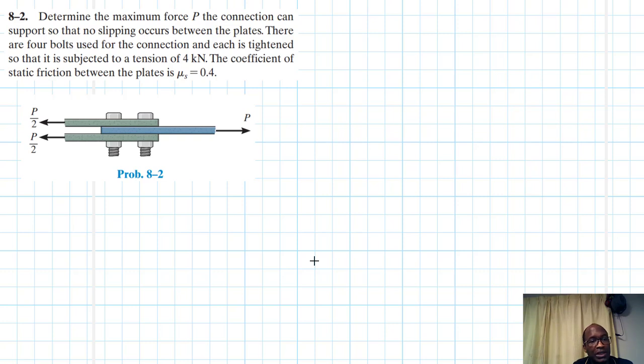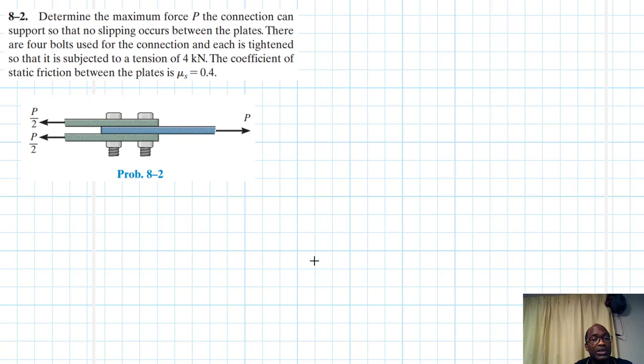So we have this interconnection here of 3 plates connected using bolts and nuts. And each bolt is tensioned to a force, a tension force of 4 kilonewtons. So there are 4 of them, so we need to multiply by 4, which is 4 by 4, gives us 16 kilonewtons. So this is how much these particular plates are held together. And the coefficient of static friction between the contacting surfaces between these particular plates is 0.4.